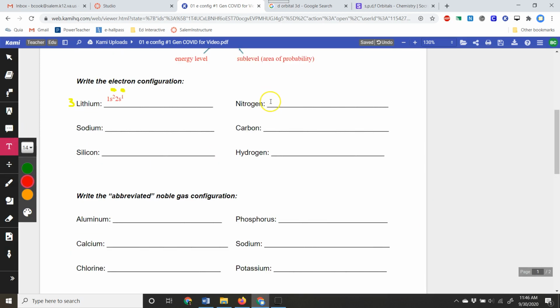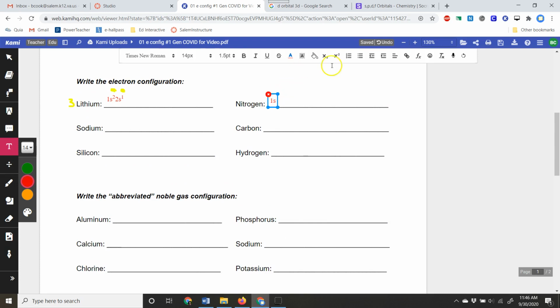Remember, in Cami, you use the text box. So we have 1s2, 2s2, and 2p3. All right, let's move on to another one.